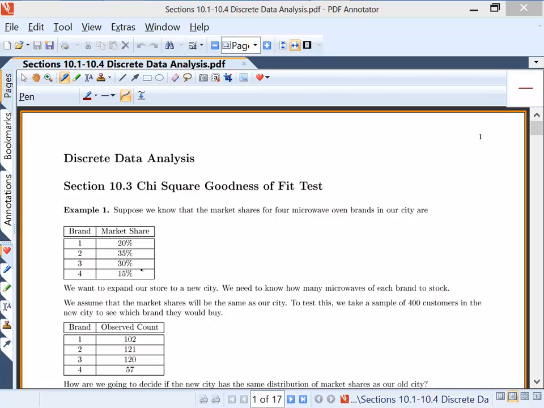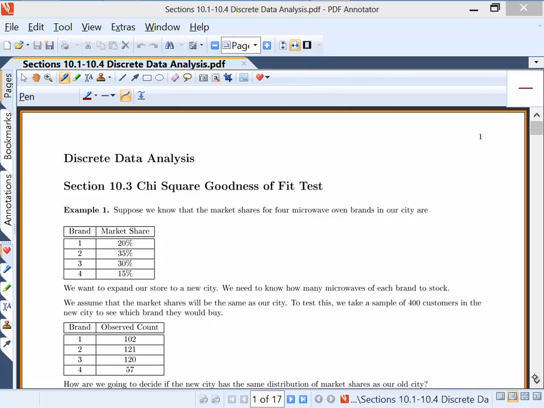We want to expand our store to a new city. We need to know how many microwaves of each brand to stock. We assume that the market shares will be the same as our city. To test this, we take a sample of 400 customers in the new city to see which brand they will buy. So in the new city, we have these observed counts. So brand 1 was 102, up to brand 4, which was 57.